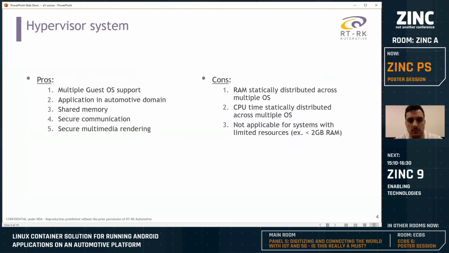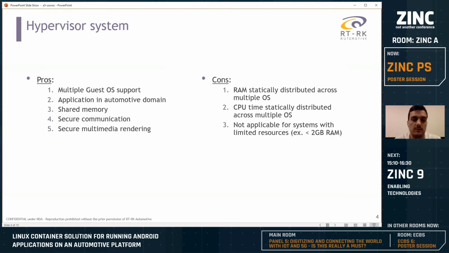And here are some pros and cons of the hypervisor solution. Some pros include, of course, the multiple guest OS support, namely here Android and Linux, but there could be more guest operating systems. Of course, it has its application in the automotive domain. Also, it introduces the shared memory, and it enables the secure communication, and also graphical information can be shared in a secure manner.